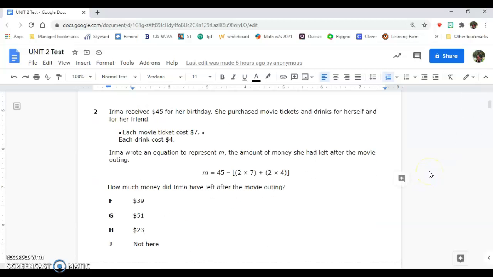Number 2. Irma received $45 for her birthday. She purchased movie tickets and drinks for herself and for her friends. Each movie ticket cost $7. Each drink, $4. Irma wrote an equation to represent M, the amount of money she had left after the movie outing. How much money did Irma have left after the movie outing?